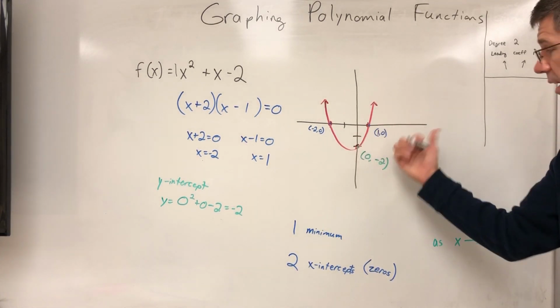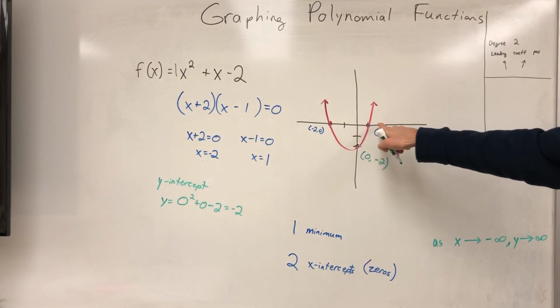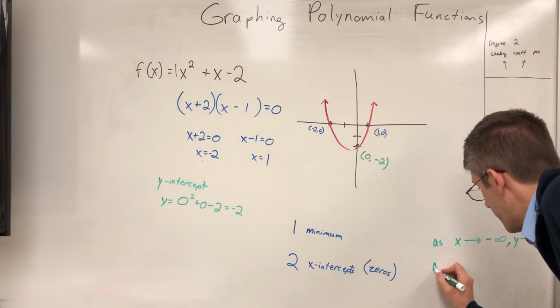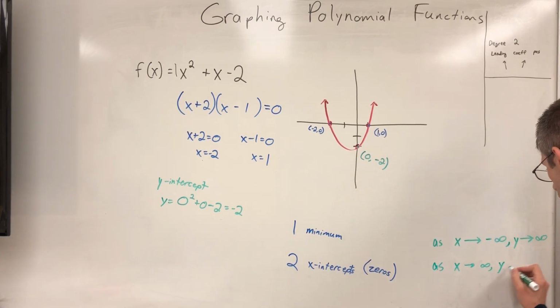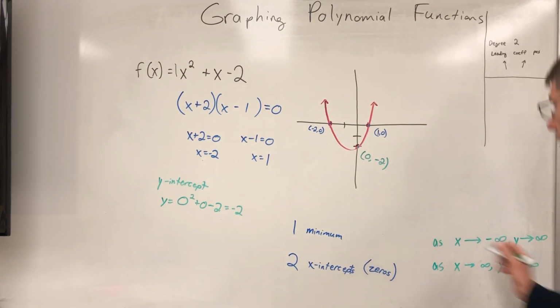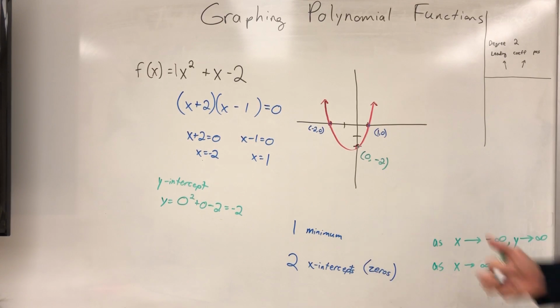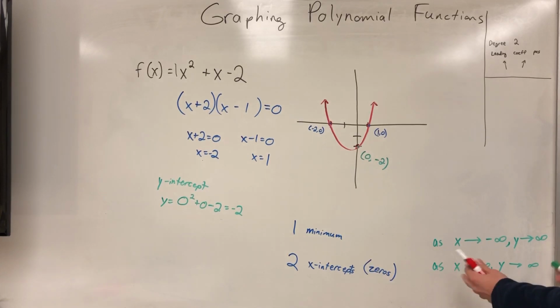Let's go to the right now. As x approaches positive infinity, y continues to go up. So as I go to the right, the graph goes up. Okay, that was the first one. This is what we call end behavior.